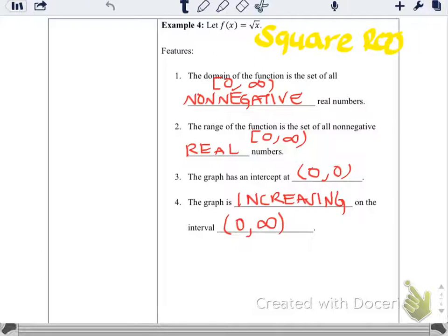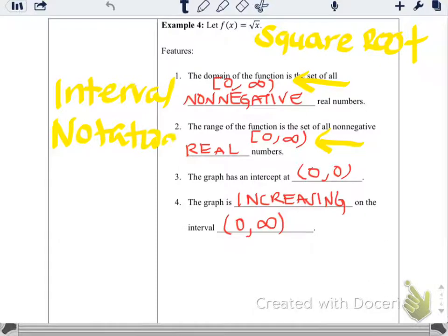And the characteristics for the square root function, as you can see from the graph: the domain of the function is the set of all non-negative real numbers. The range of the function is the set of all non-negative real numbers. And I'm just giving you interval notation, so you can either say it in words, but I may and probably will ask you for interval notation.